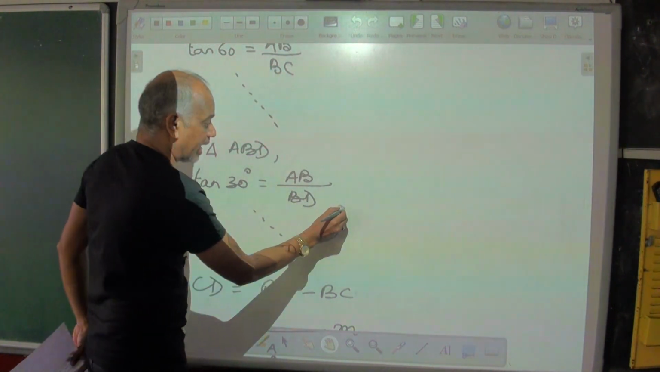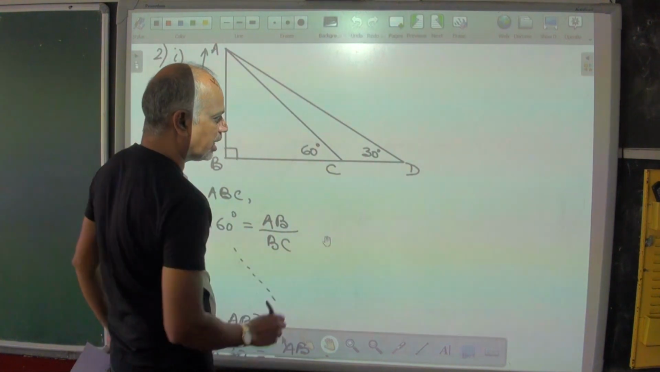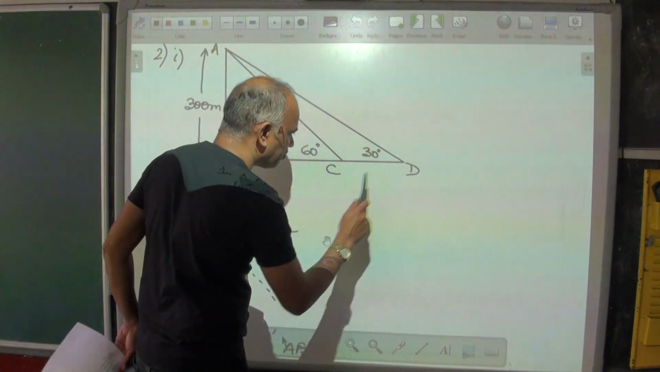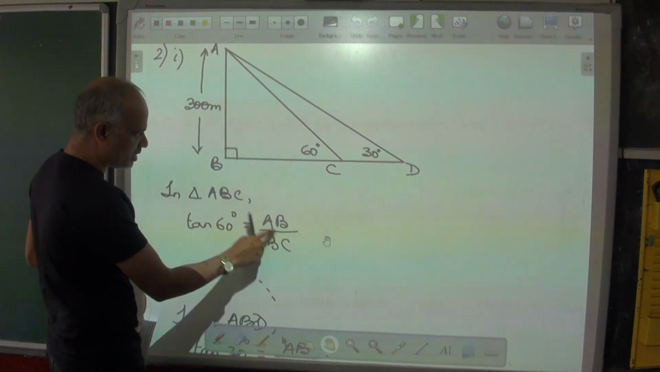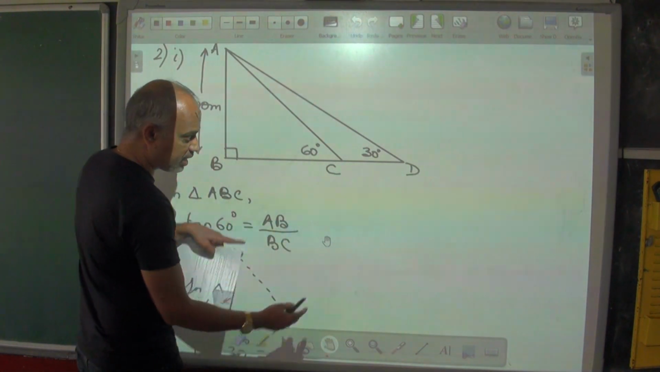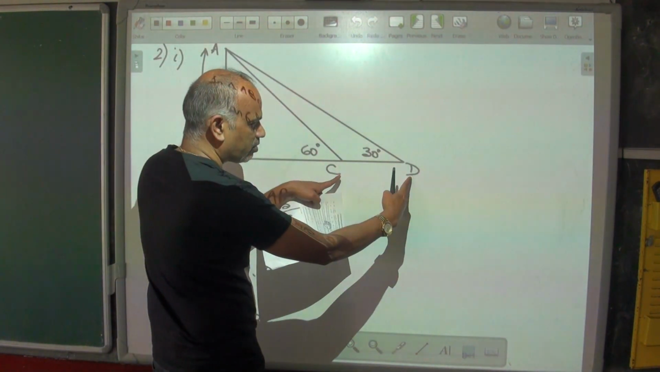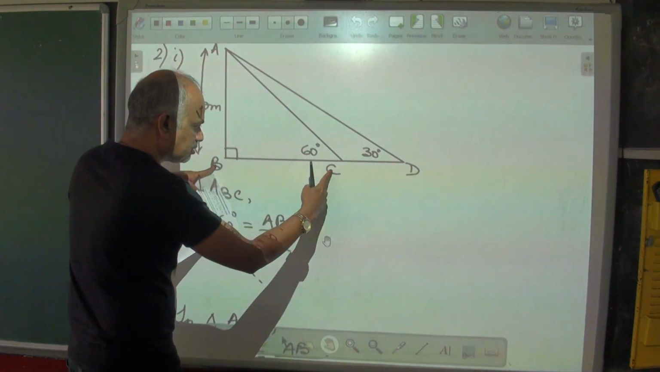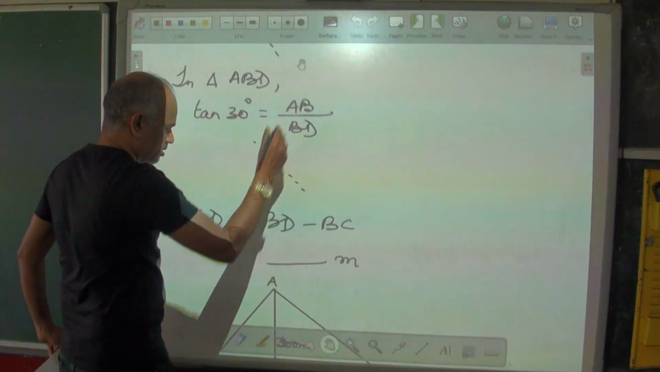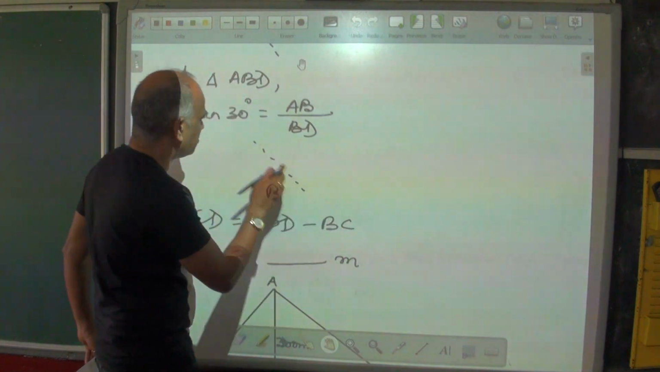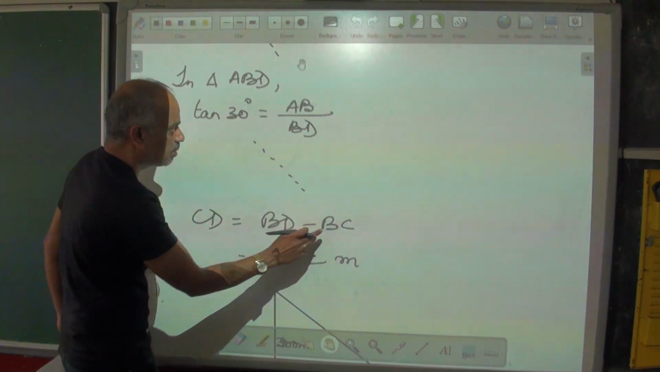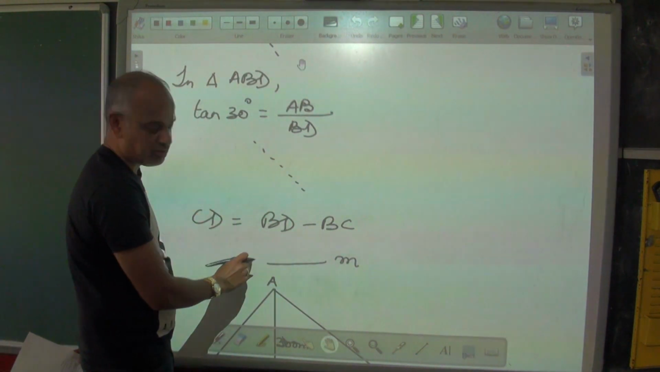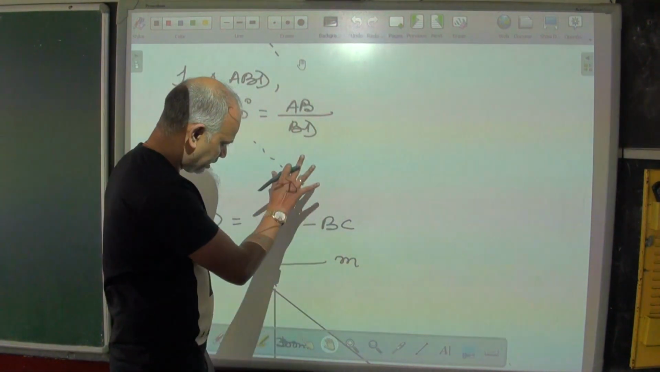The actual question was, find the distance between the two idols. The two idols are C and D. You will find the distance CD. See, in the first part you will get BC, this distance, and from the second part you will get this whole distance BD. And you actually have to find CD. So CD is BD minus BC. BD's value you would have got from the second calculation, BC's value from the first calculation. Put their values and subtract. You will get the distance between the two idols in meters. That's the first part.